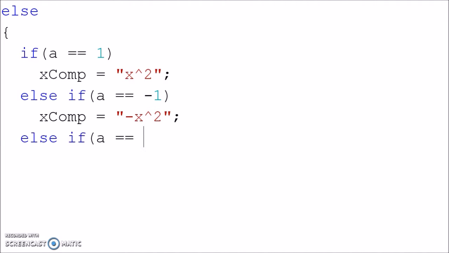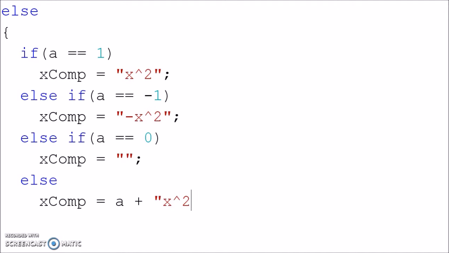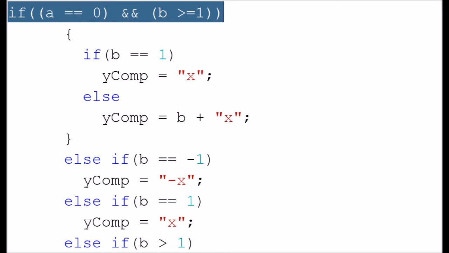The third case covers when a is 0, and just prints out nothing. The last case covers everything else, and it just prints out the value of a and x squared. With that, we have finished the cases. Similarly, we have to repeat these cases for the second component and the third component, b and c.